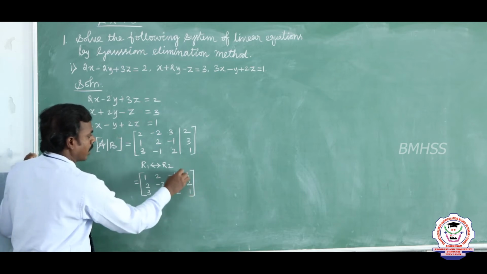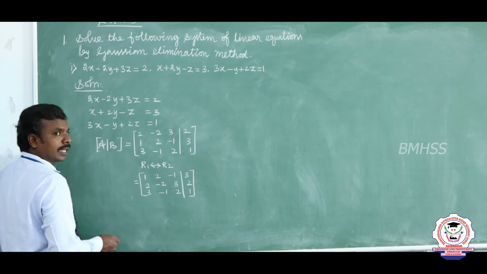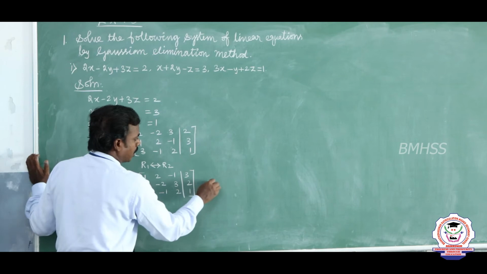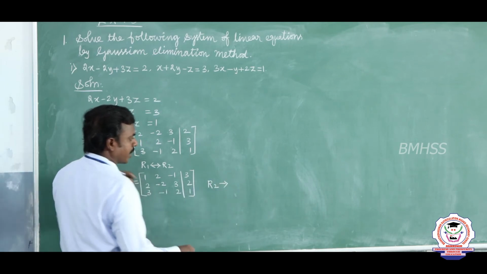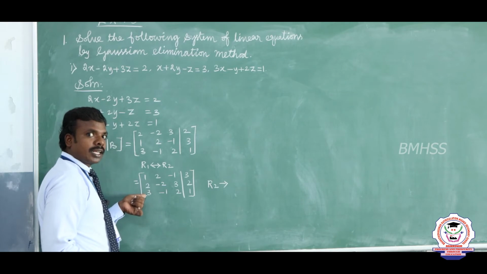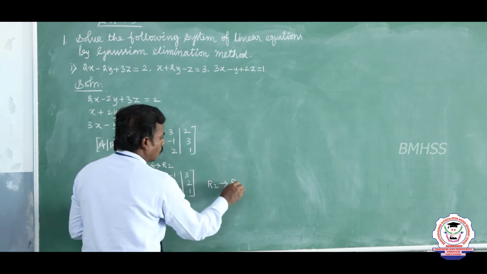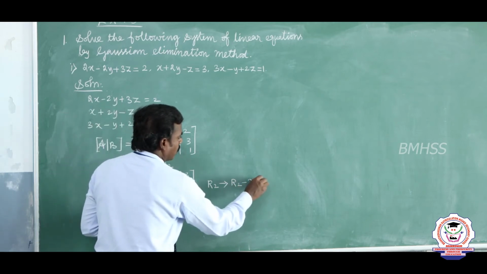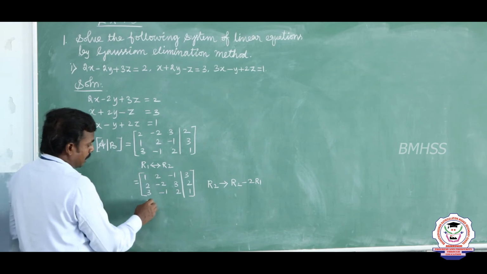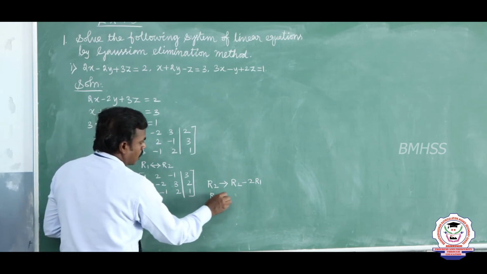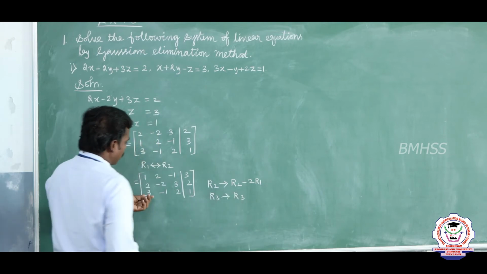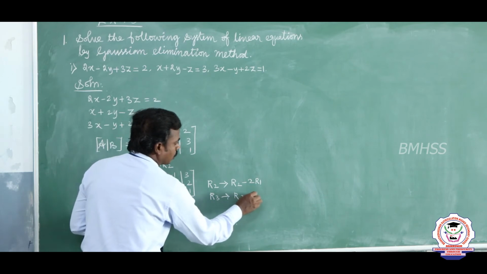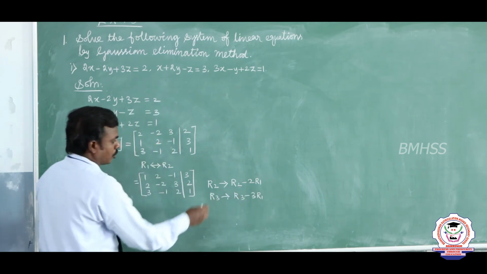Listen dears, to form an echelon form, below the first row, first element, we should make these two elements 0. Very simple, I am going to make changes in the second row. In the second row, the first element is 2. So R2 minus, in R1 the first element is 1, so multiply by 2, that is 2 R1. After this, I am going to make changes in R3. In the third row, the first element is 3. In the first row, the first element is 1, so multiply by 3, that is 3 R1.